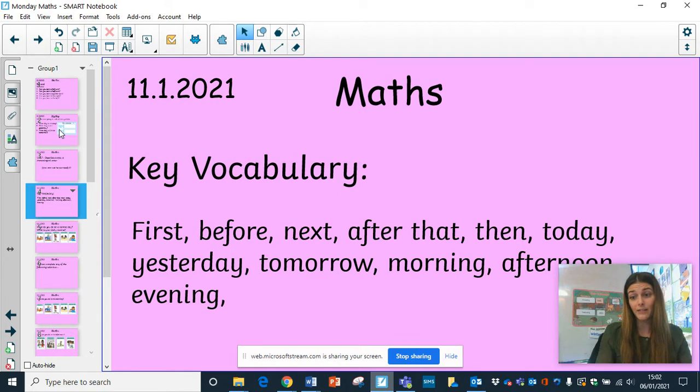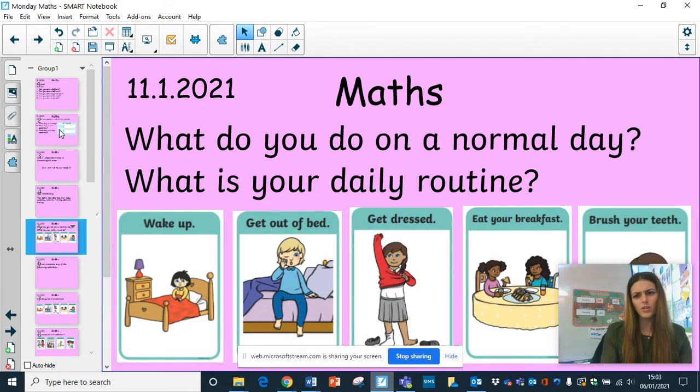So here's some key vocabulary to help you with that. So there's some language there that you might want to look at, and I would like you to use in your activities. So what do you do on a normal day? And what is your daily routine? So I've added some examples on the slide along the bottom there so you can see, just to give you some ideas and get you started thinking.